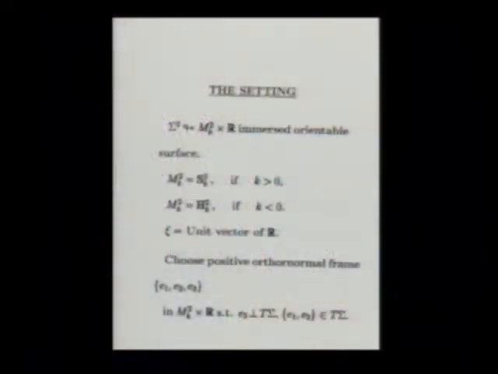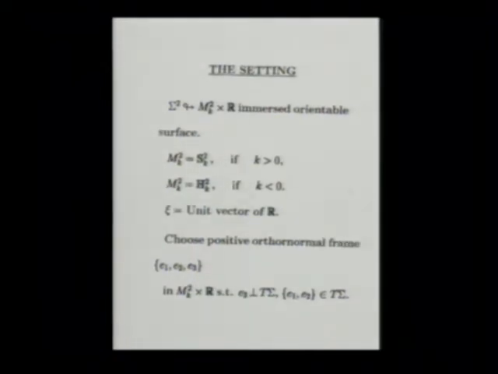Okay, we'll start with the situation that we're going to consider. It will be a surface in the product space of a two-dimensional Riemannian manifold of Gaussian curvature K. It will be a sphere or hyperbolic space. We'll denote by xi the unit vector of the R factor. And then we choose the positive orthonormal frame, which is first an adapted frame. It means that the normal vector is the last one, E3, and the first two belong to the tangent space to the surface.